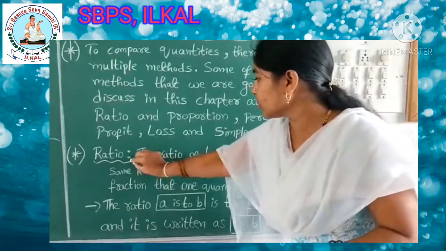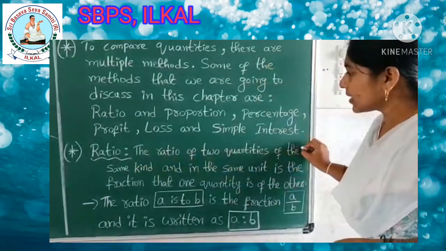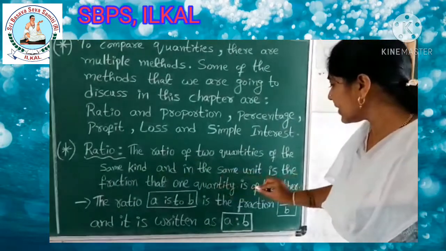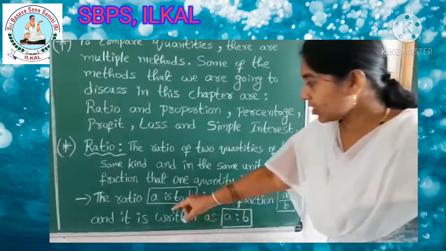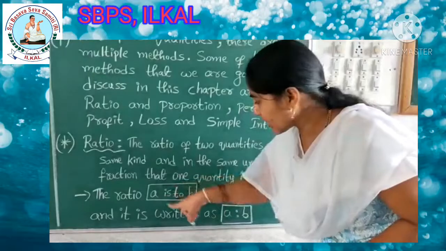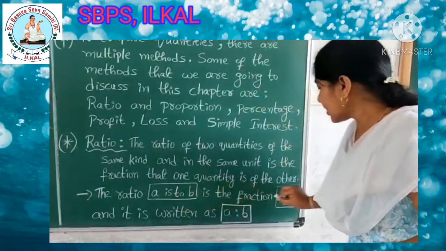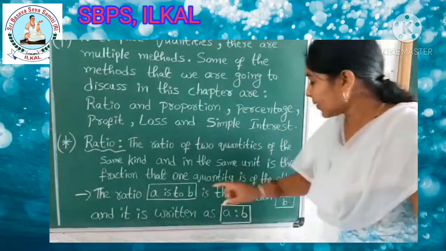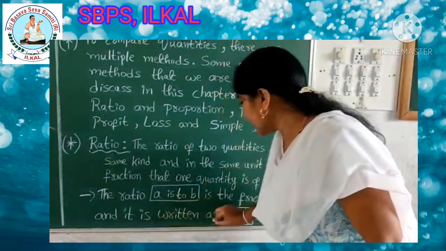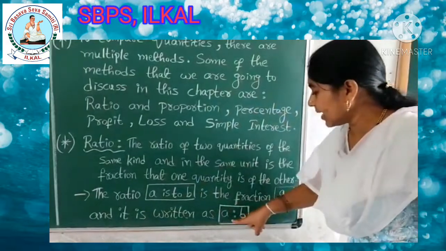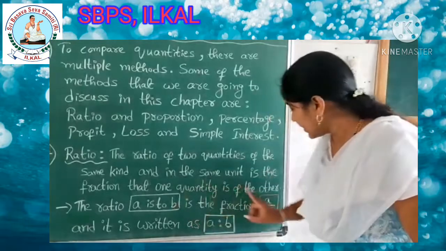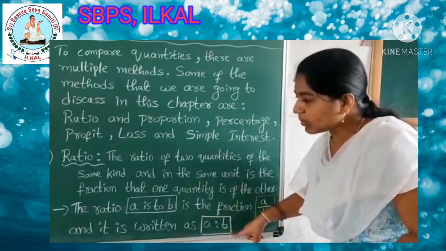In that, first one, ratio. The ratio of 2 quantities of the same kind and in the same unit is the fraction that one quantity is of the other. The ratio A is to B, I put bracket, children, can be written as the fraction A by B. And it is written as A ratio B. This is the symbol of ratio. Okay. A is to B, A by B or A ratio B all mean the same.